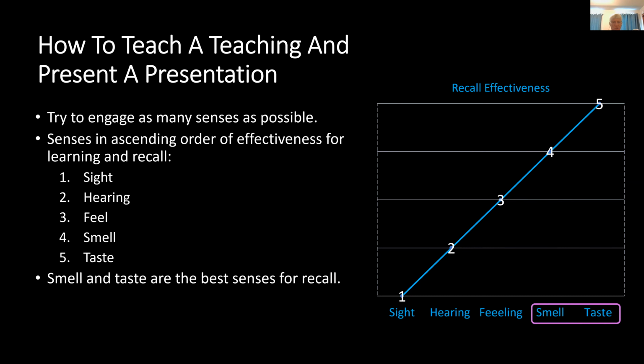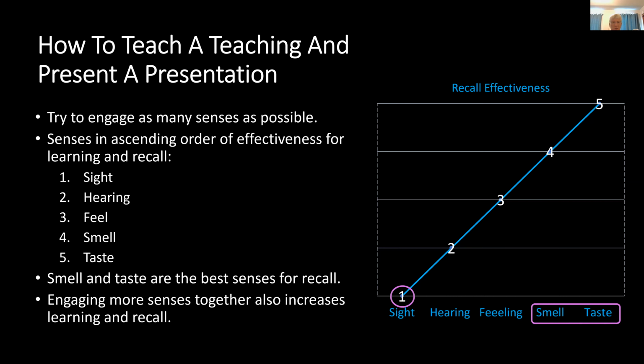Smell and taste are the best, but if you can engage them together, you get even more. If somebody can look at something, hear you talk about it, feel it, smell it, ooh, it smells really yummy, eat it, wow, it's sweet and sugary. If they can do all that, they're probably going to remember what you've taught them. I think this is one of the reasons why a lot of people who learn to cook retain a fair bit of the skill over time, because they did all of these when they were learning.